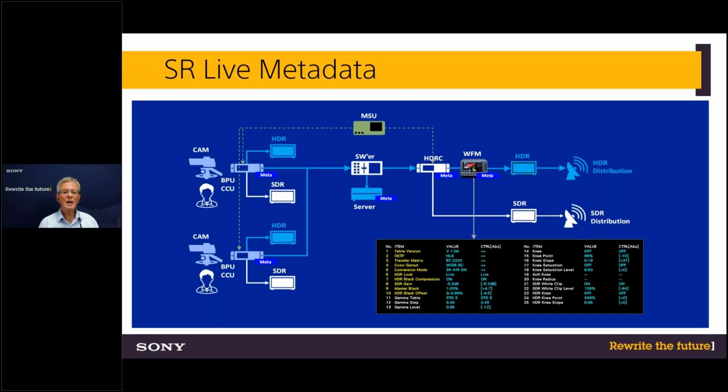The packet is embedded in the SDI signal here, and can also be recorded in files, making signal feeds and files self-explanatory at each stage of production. SR Live metadata can be read by the HDRC 4000 to indicate the exact conditions of the cameras during shooting. And this enables an exact duplication of the SDR program from the HDR production layer here.